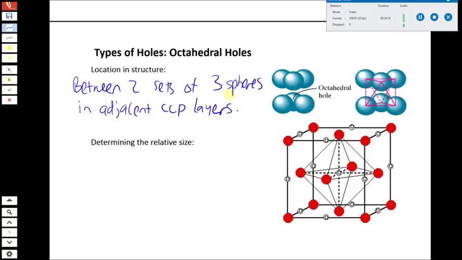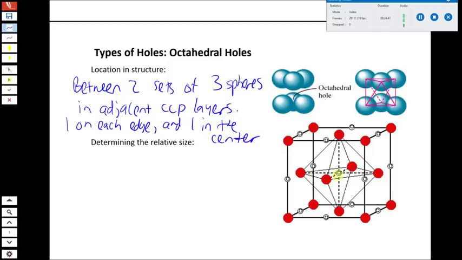So again, thinking about the layered structures, there's going to be an octahedral hole that's in between 2 sets of 3. But the more important way to think about this is in terms of where they are in the unit cell. So in the face-centered cubic unit cell, you're going to have 1 on each edge of the unit cell. And 1 in the center of the unit cell.